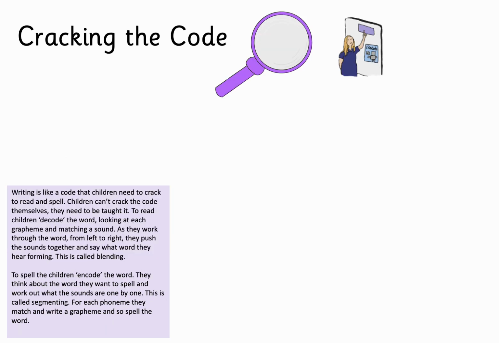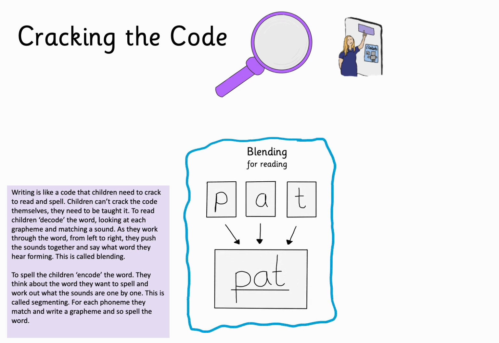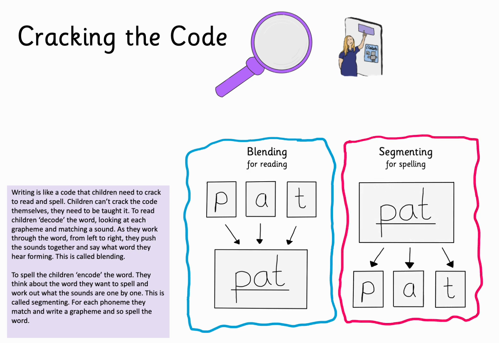Writing is like a code that children need to crack to read and spell. Children can't crack the code themselves, they need to be taught it. To read, children decode the word, looking at each grapheme and matching a sound. As they work through the word from left to right, they push the sounds together and say what word they hear forming. This is called blending. To spell, the children encode the word. They think about the word they want to spell and work out the phonemes one by one. This is called segmenting. For each phoneme, they match and write a grapheme and so spell the word.